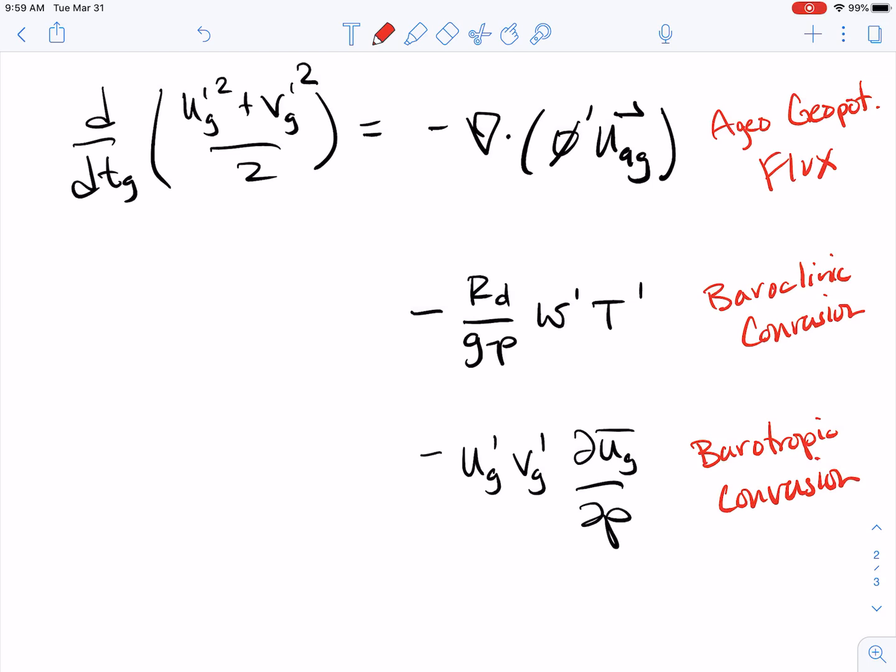In a future video, we're going to go ahead and look at these 3 terms in particular and how they manifest in creating from available potential energy within these terms to the kinetic energy that we're describing within this term.